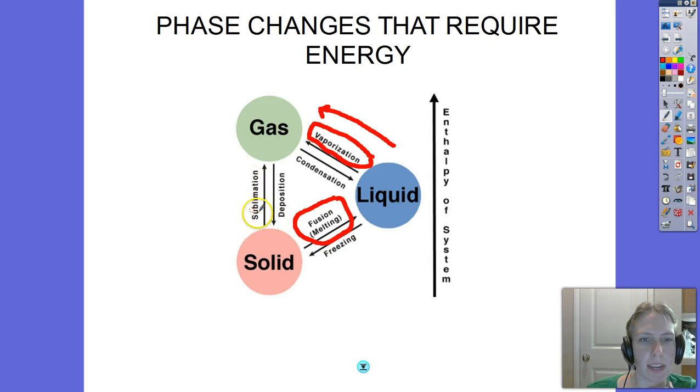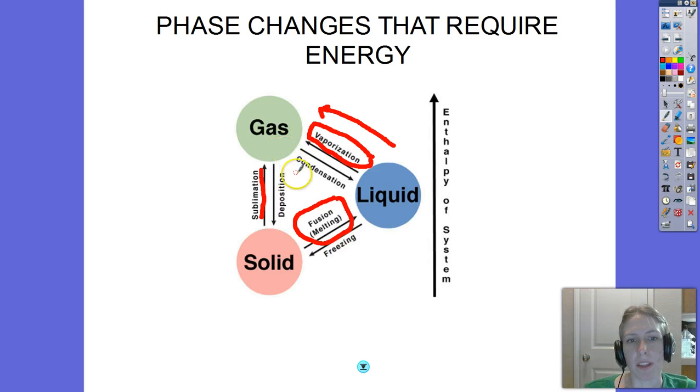Some other things we can have: sublimation. That's when something goes from a solid to a gas. One of the things that we know of that sublimes is dry ice. That is solid carbon dioxide, and it spontaneously turns into a gas. So you don't see liquid carbon dioxide when you have dry ice. When it melts, it doesn't really melt, it sublimes and goes straight to the gas form.